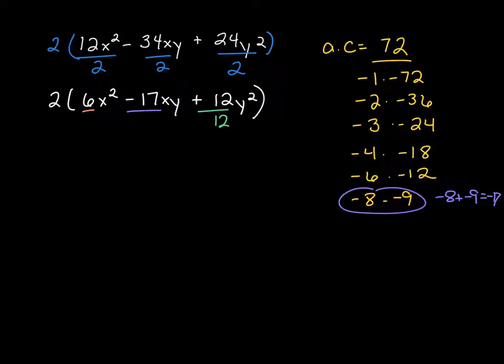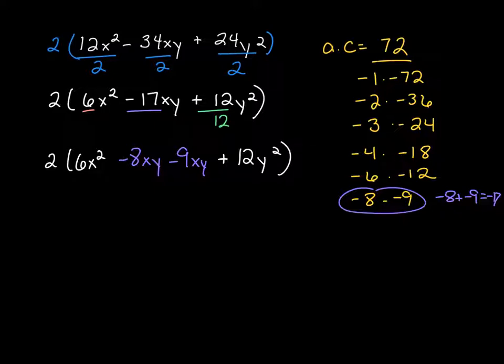All right, let's rewrite our problem now. We have 6x squared, and instead of 17xy we'll put minus 8xy minus 9xy and then plus 12y squared. And then we can group together. Again, remember when you group, negative always goes in the group, never in between the groups. And then you need to fill in a plus sign because it's not multiplication. So you need the plus sign.